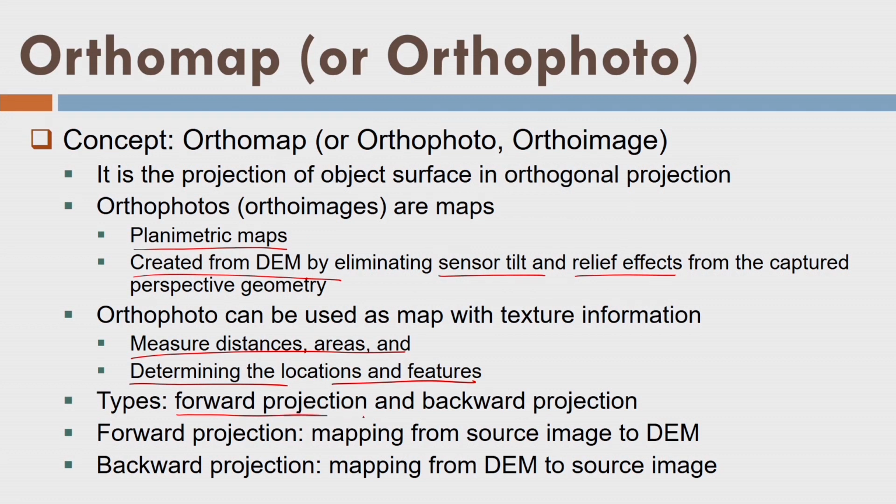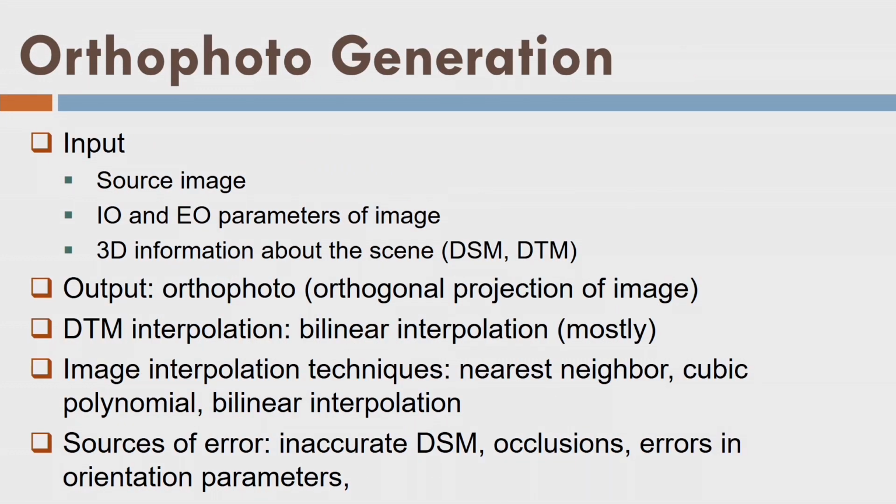There are two types of generation process, forward and backward process. In case of orthophoto generation, input is source image that I acquired during the aerial photography. Then IO and EO parameters of image, they are known. Then we have 3D information about the scene, that is DSM and DTM. DEM is a very generic term.